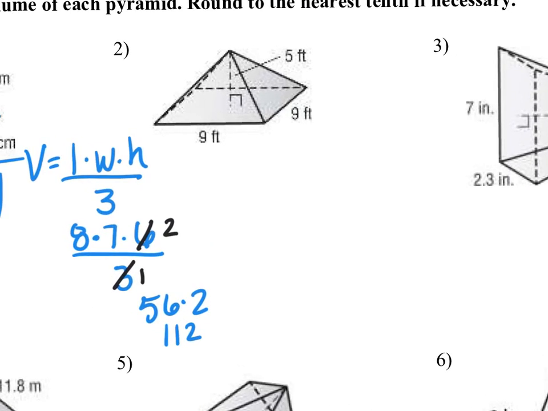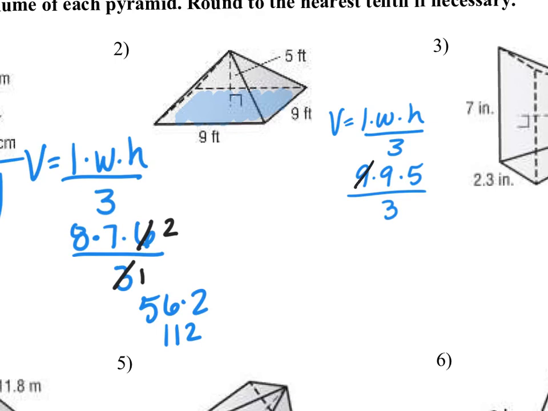Okay, so look at number 2. Okay, so this has a base of a square, it's actually a square this time. So we're going to do volume equals length times width times height divided by 3. Okay, so my length is 9, my width is 9, my height is 5, and I'm going to divide that by 3. Okay, we're going to simplify.